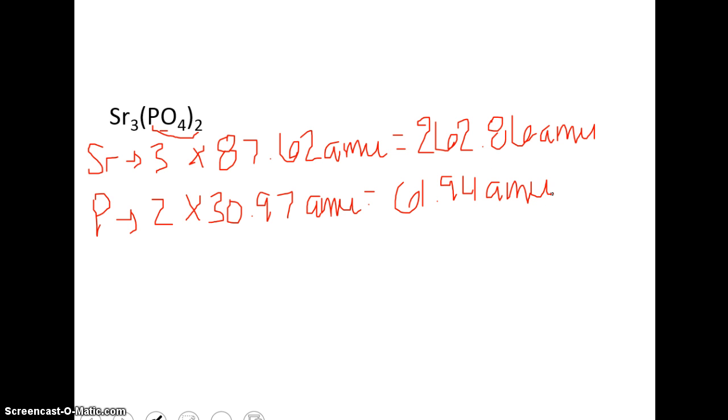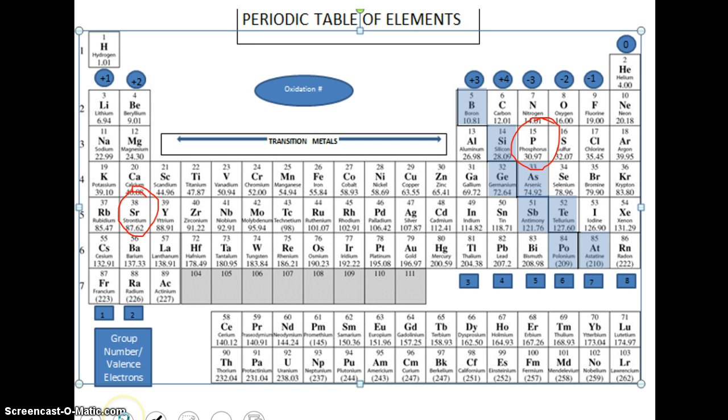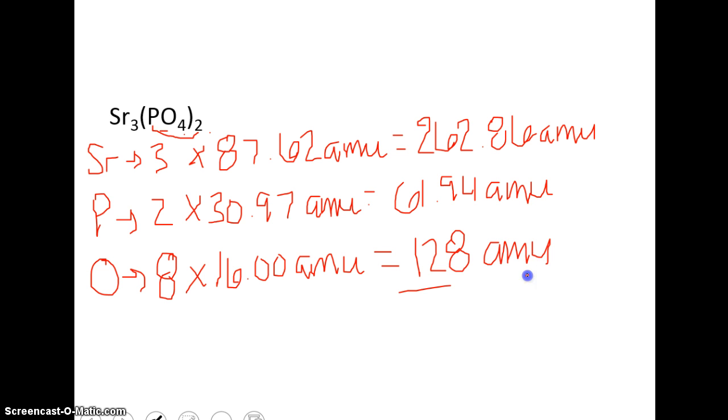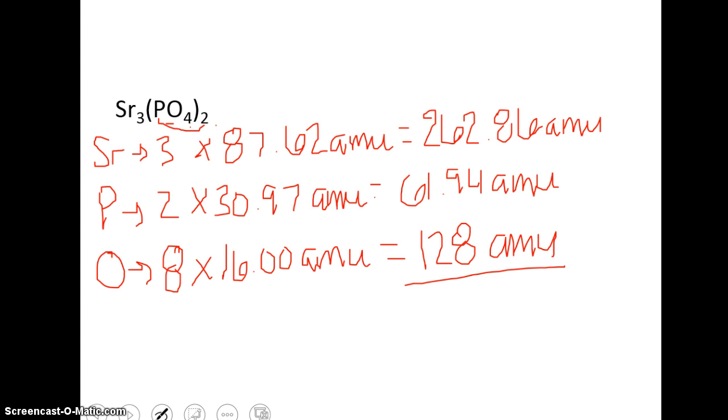And lastly, we've got oxygen. There's a subscript of 4 times your 2 outside the parentheses, which is 8. Oxygen is right here. It's 16.00. And 8 times 16 is 128 AMU, and then you want to add all of them together. When you add all of them together, you get 452.8 AMU. That is it for today's notes.